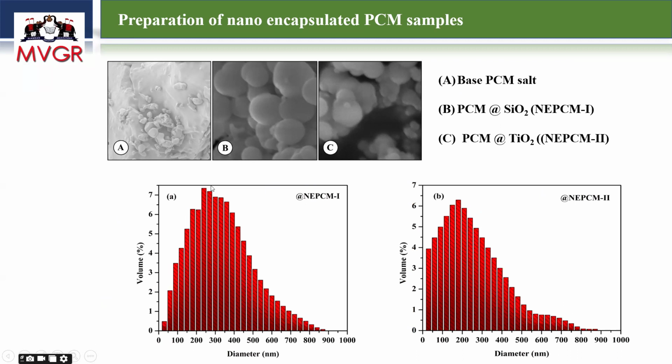I also want to check the dimensions. There is a particle size distribution analyzer, one equipment. If you give the samples, they can check what the dimensions of each and every capsule are. Most of the capsules will be in the nano range only. It is very clearly confirmed that our prepared phase change material is nano level encapsulated.